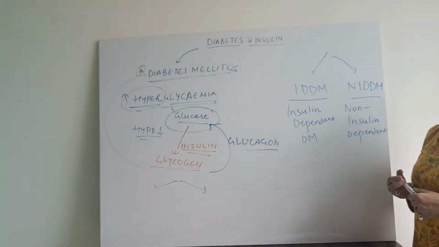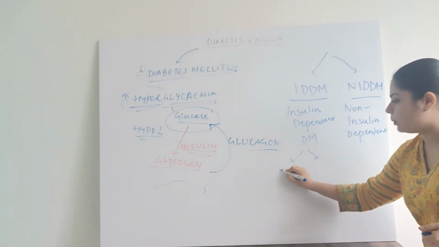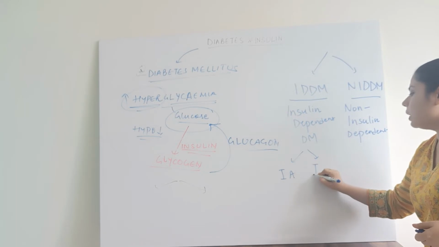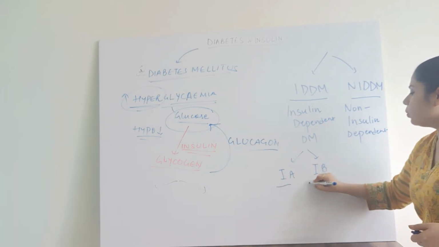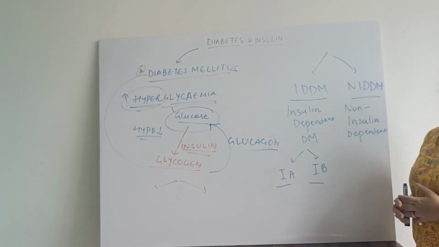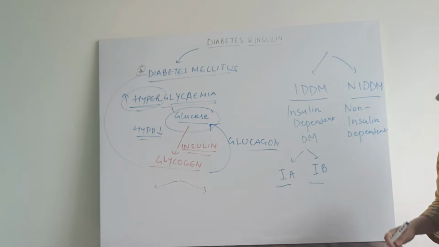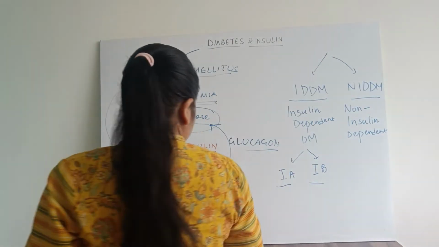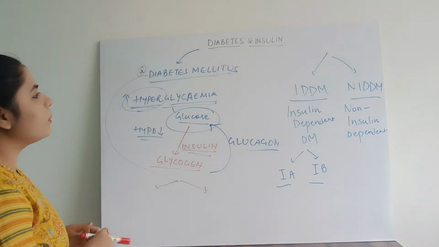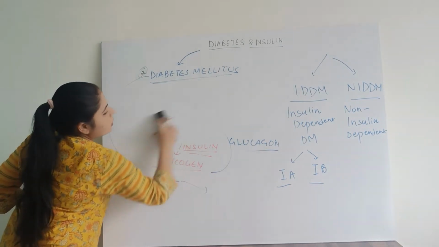Here, in case of IDDM, there are two factors. Either it is of type 1A or it is of type 1B. These are the two antibodies responsible for damaging the receptors responsible for the release of the insulin hormone here. Right? So let's discuss IDDM. This is actually categorized as an autoimmune disorder.